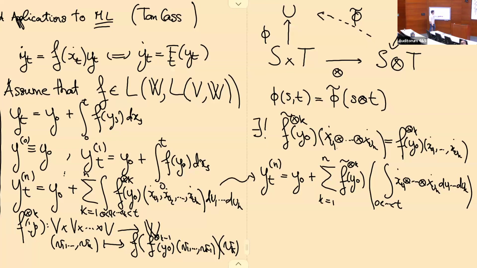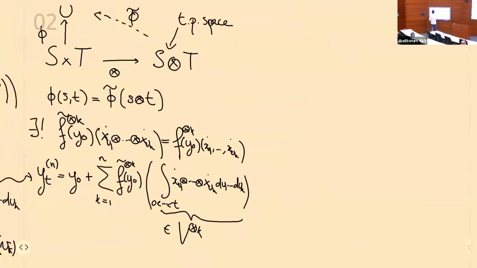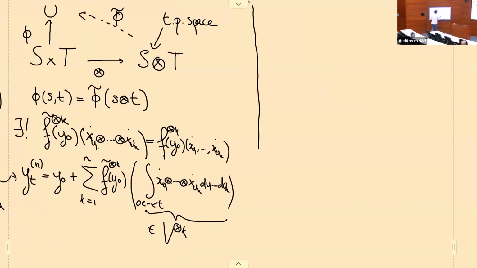Okay, so now I have a map that acts on this tensor. Okay, this is a k tensor. This object here now lives in V, belongs to V to the tensor power k. Okay, and if you put together all these tensors, that's the definition of the signature.